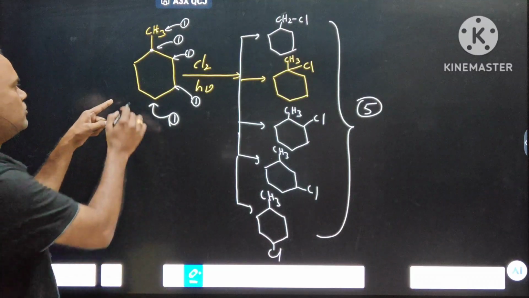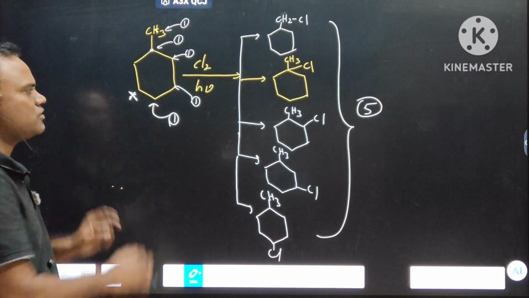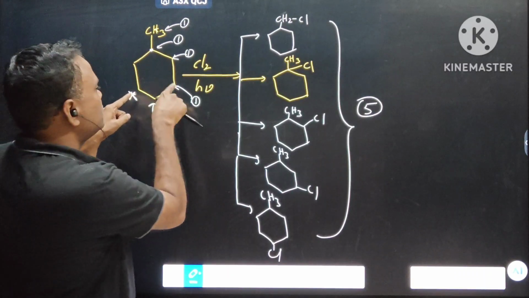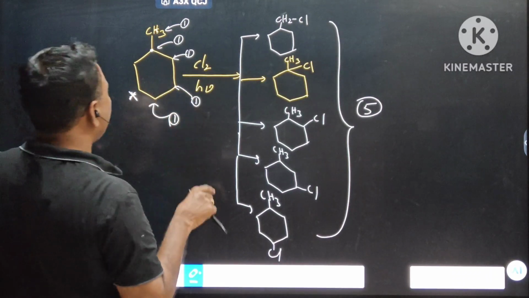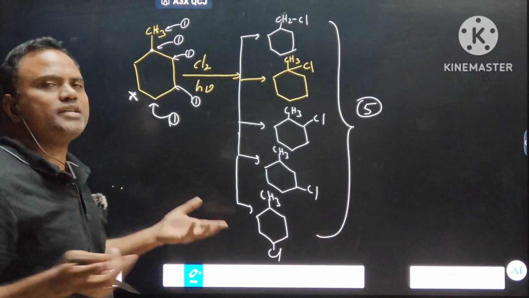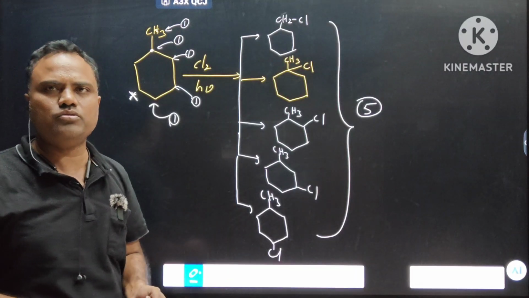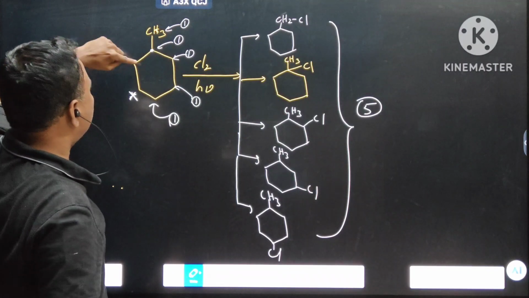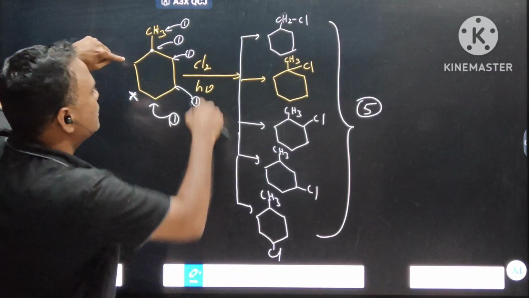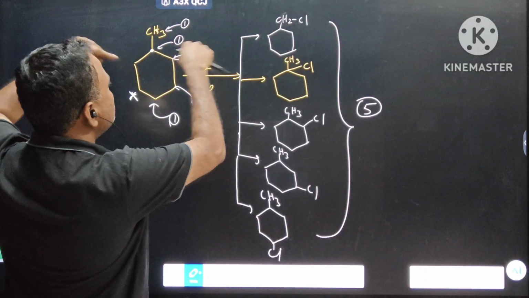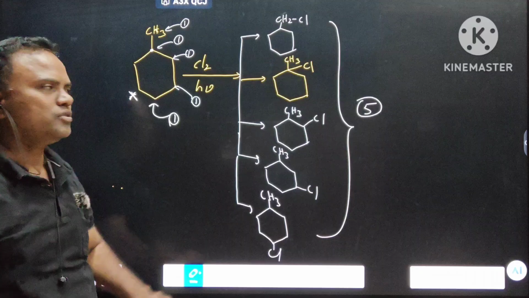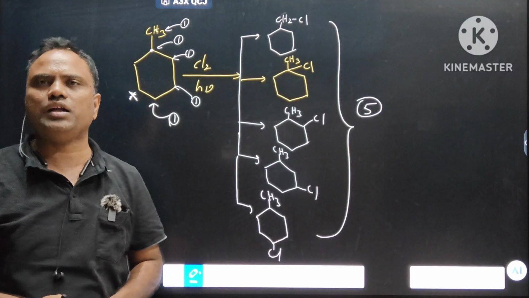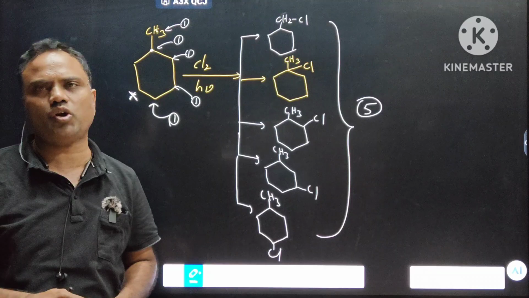What happens when we remove hydrogen from this star marked carbon? We will get the same compound, these two are same only. So you should not remove H from this. Similarly, if we remove hydrogen from this area and this area, we will get the same. Clear? So how many different alkyl halides are producing? 5. This is a very important topic.